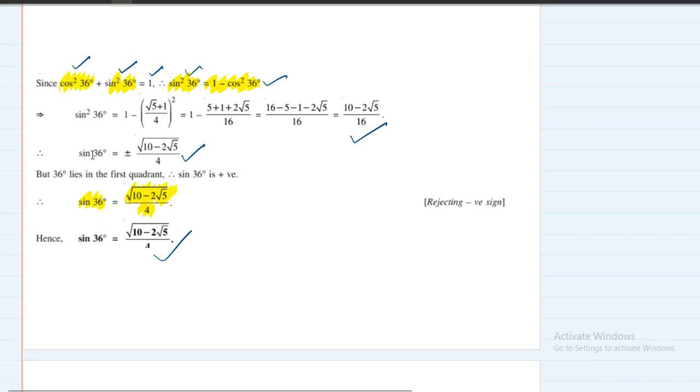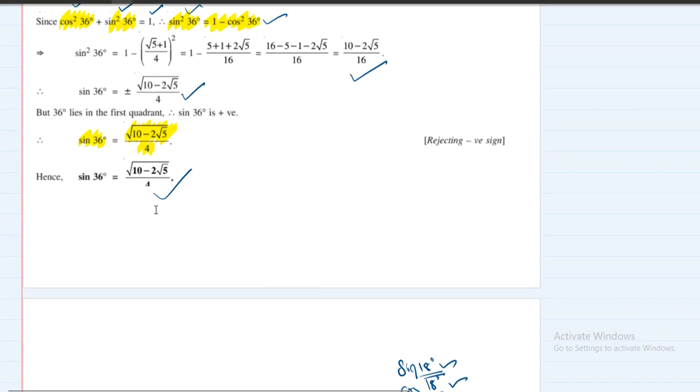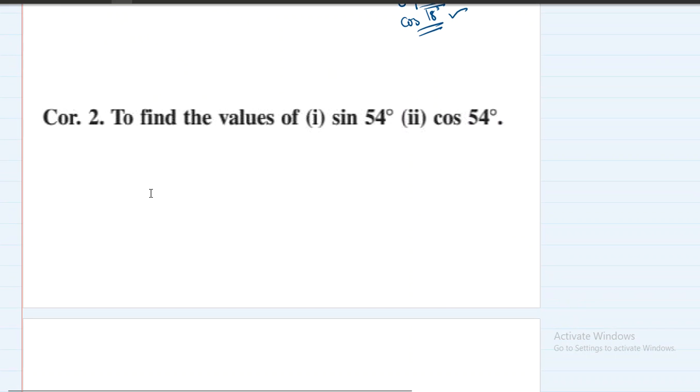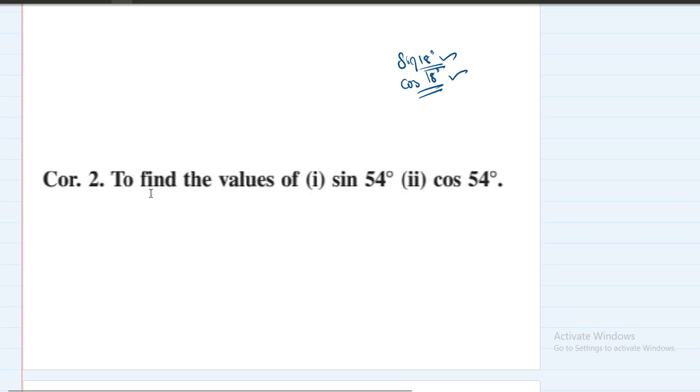value of sin 36 by taking the square root on both sides, which is plus minus under root of (10 minus 2√5) by 4. But since 36 lies in the first quadrant, the sine of any angle in the first quadrant is always positive, so we reject the negative sign and we get sin 36 as root of (10 minus 2√5) by 4. So sin 36 is under root of (10 minus 2√5) by 4. Then sin 54 and cos 54.